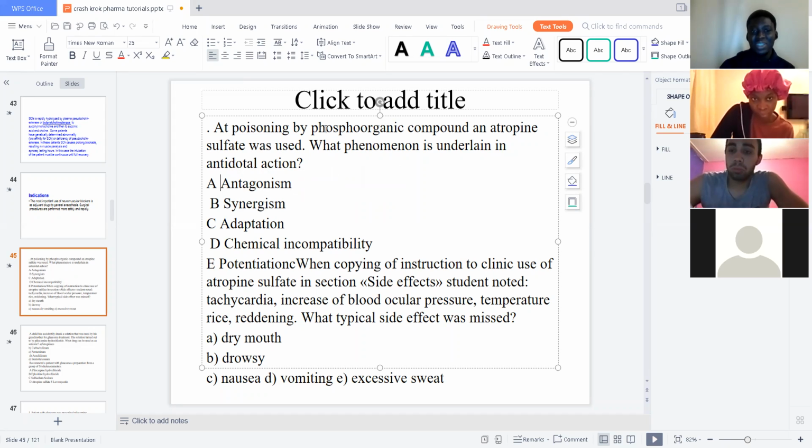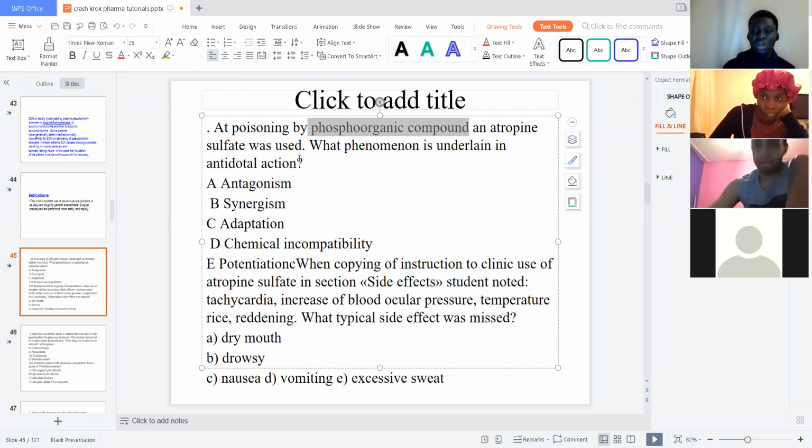So here we can see that there's phosphoorganic compound. We're asking which drug is going to treat phosphoorganic compound poisoning. So atropine was used. This is a very important question for Krok. It comes out every year. What drug is going to treat organophosphate poisoning? The answer is atropine. And what mechanism is this? It's antagonism. They oppose each other.